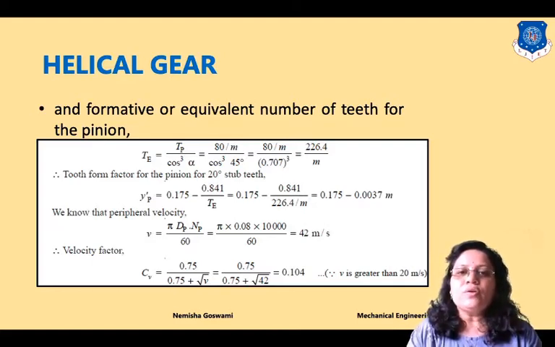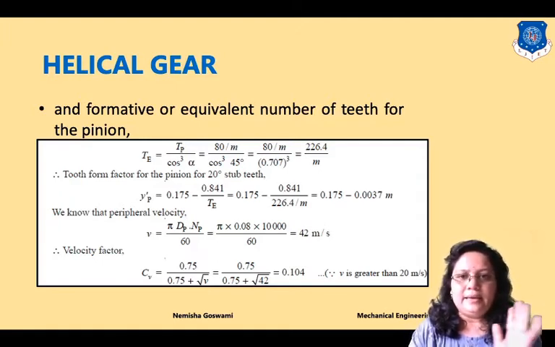Now what is tooth form factor? Why we are finding all these values? Because we have to put all these data in Lewis equation, or you can say that beam strength of gear. Okay, so that's why it is necessary to find all these data. So tooth form factor for 20 degree stub teeth, this is the standard value, you can remember it. So this is equal to 0.175 minus 0.841 divided by TE. So when we will put the value of TE, so you will get your Y dash P, tooth form factor for helical gear.